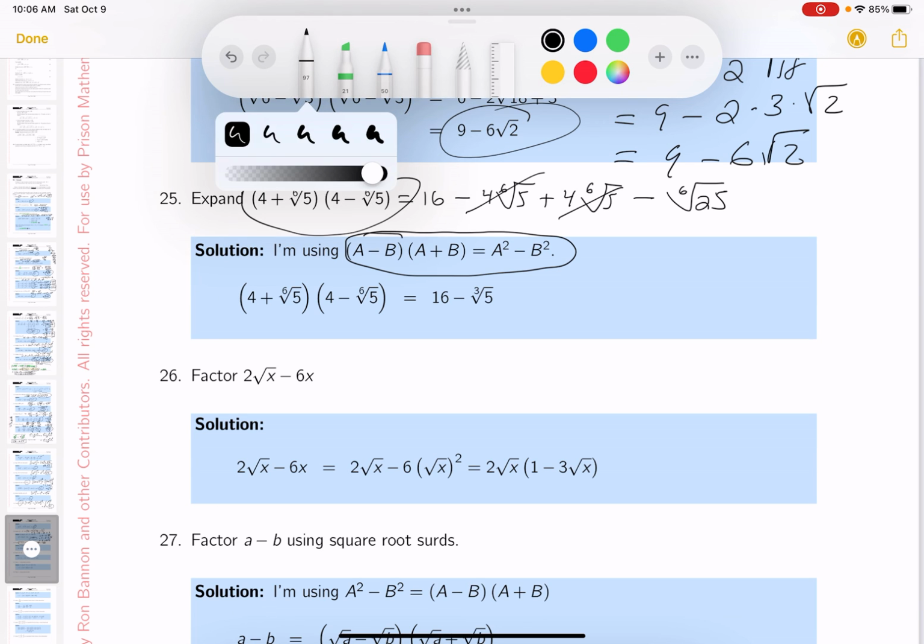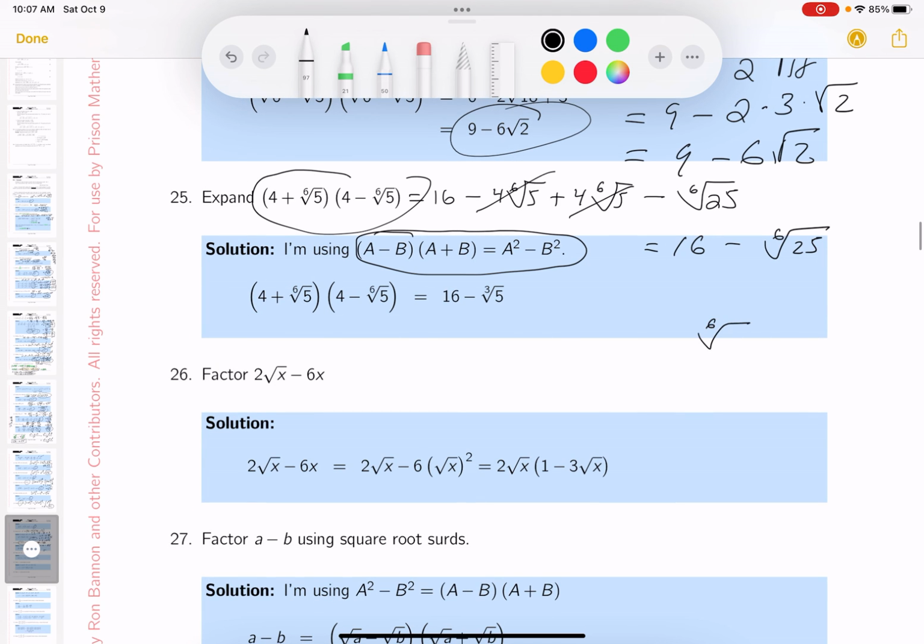My troubles are, if you put this down as an answer, not that I'd say it's wrong. It's really not wrong. It's just not as simple as it should be. And I'll tell you why. The sixth root of 25 is the same thing as 5 squared to the 1/6, which is 5 to the 1/3. So it's going to be 16 minus the cube root of 5.